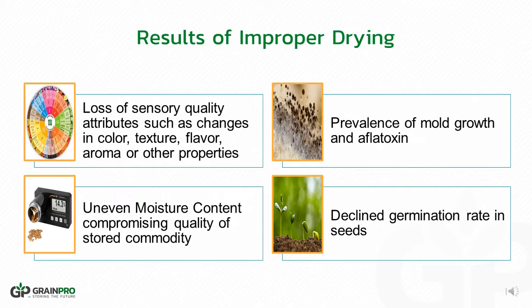Agricultural commodities that are improperly dried could impact the overall quality of the produce. Sensory attributes of food such as color, texture, flavor, and aroma are affected. Uneven moisture of stock could contain high MC above safe moisture for storage. High moisture content of the stock allows molds to grow, which also produces mycotoxin. Improperly dried seeds also have lower germination and vigor.